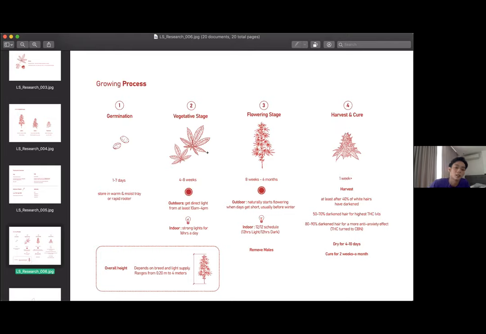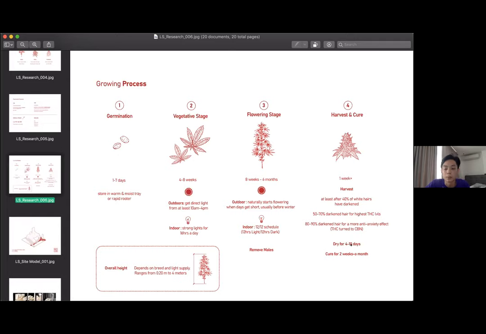Like I said, the time to grow them is very varied since it's the breeds. So it's 4 to 8 weeks, 8 weeks to 6 months. It's very broad. Same goes for the height of the plant. It ranges from 0.2 meters to 4 meters depending on the breed, the hybrid breed. It's important to note that in the flowering stage, males are removed to yield the best buds or flowers.